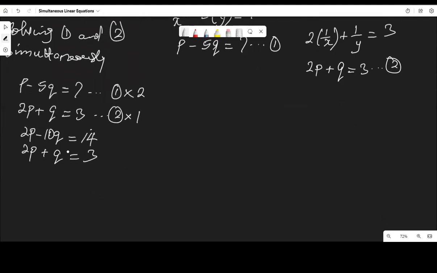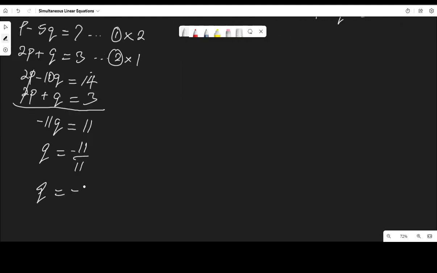When eliminating, if the signs are different, we add. If the signs are the same, we subtract. We are eliminating p, and both are positive 2p, 2p, so in this case we subtract. 2p minus 2p is 0, done. Then negative 10q minus q is negative 11q, equal to 14 minus 3, which is 11. Q therefore is 11 divided by negative 11, so q is equal to negative 1.